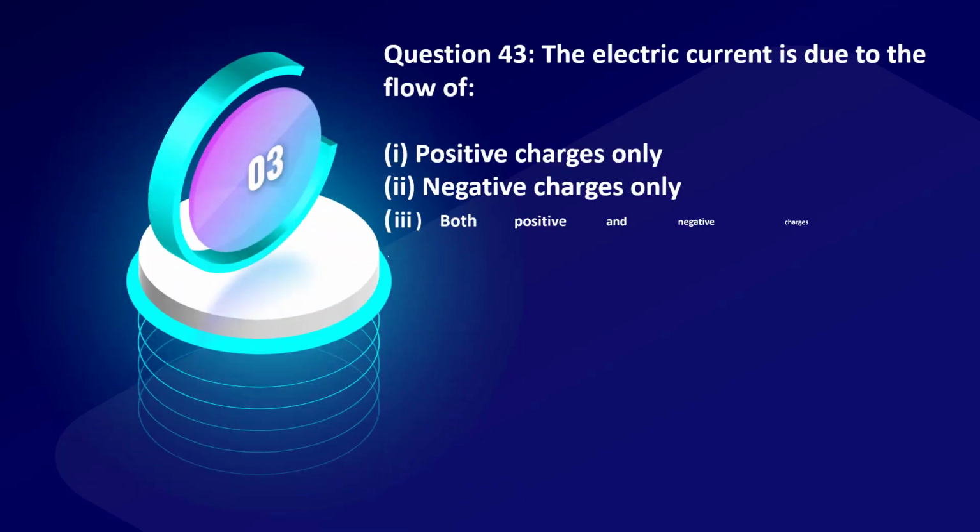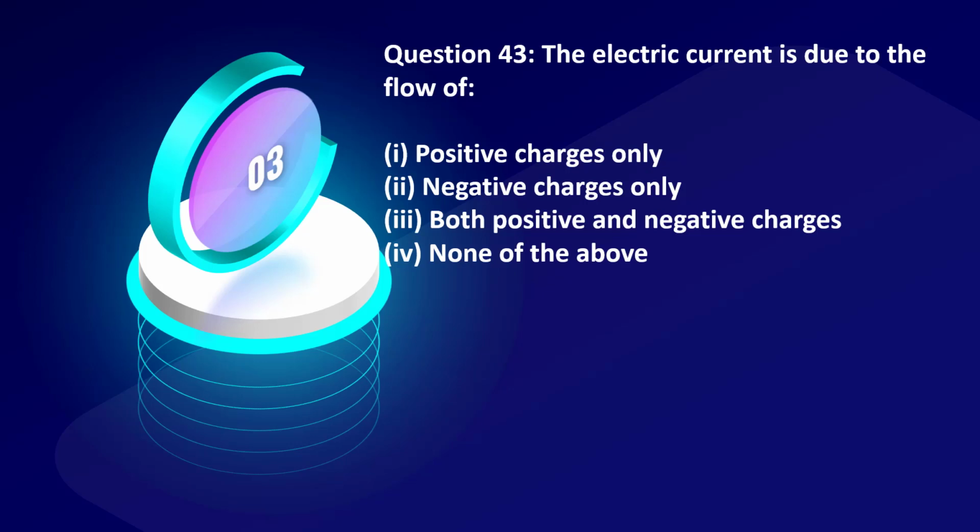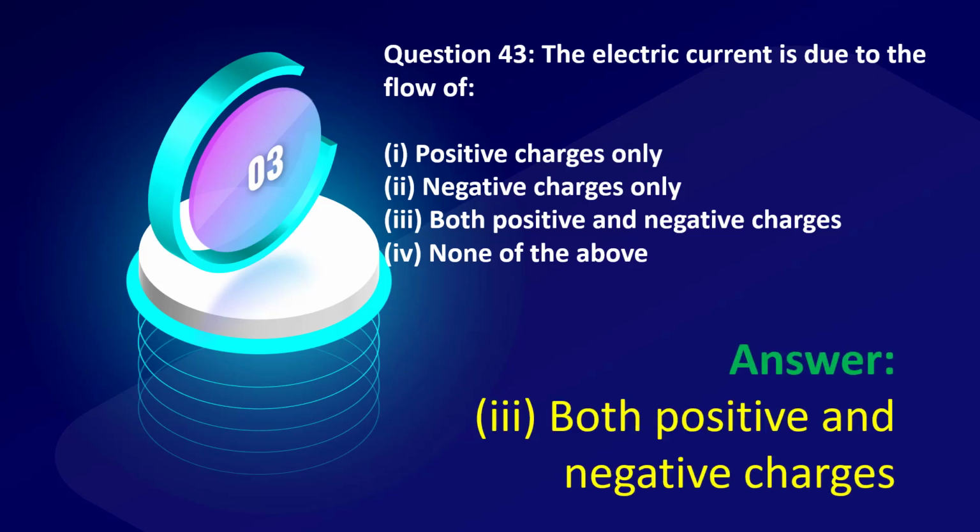Question 43. The electric current is due to the flow of: 1. Positive charges only. 2. Negative charges only. 3. Both positive and negative charges. 4. None of the above. Answer: 3. Both positive and negative charges.